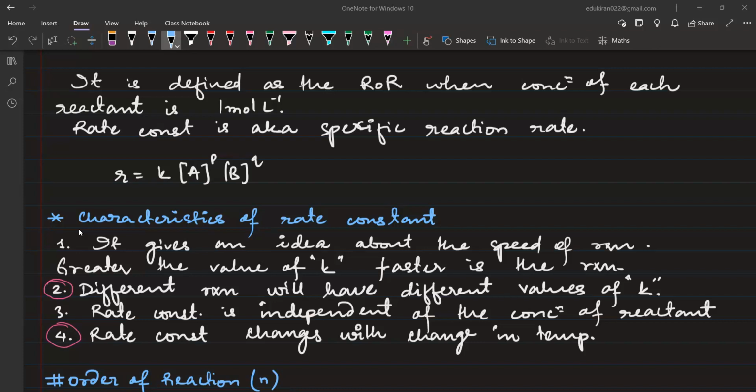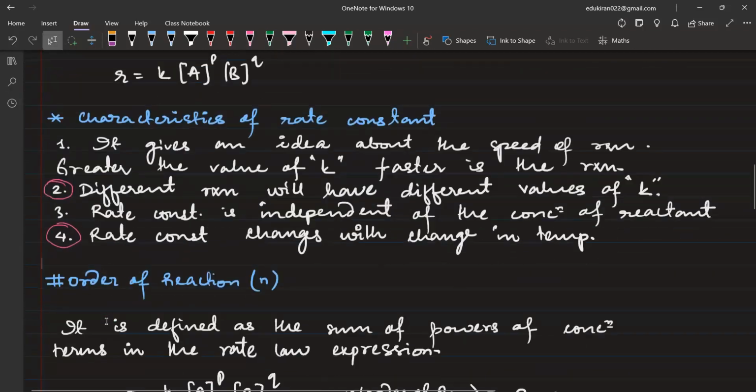Rate constant changes with changes in temperature, because if we change the temperature, the number of collisions will increase. And we will look at this particular factor, the fourth factor, at the end of the chapter in the Arrhenius equation, how rate constant is dependent on the change in temperature. So these are the characteristics of rate constant.